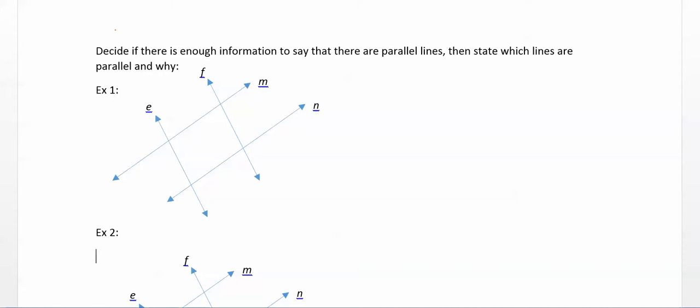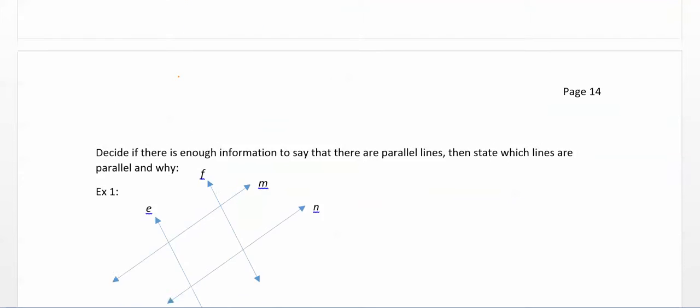So it says, decide if there's enough information to say that there are parallel lines, then state which lines are parallel and why. Okay, right now all the examples look the same and there's nothing really on them because I'm going to add to them.